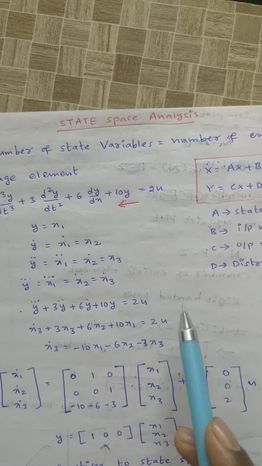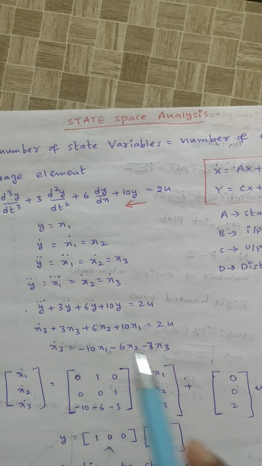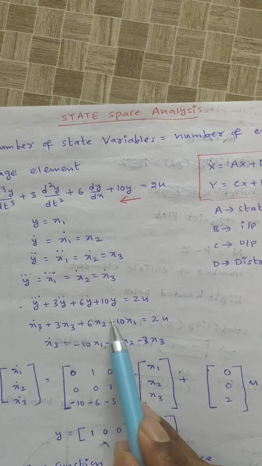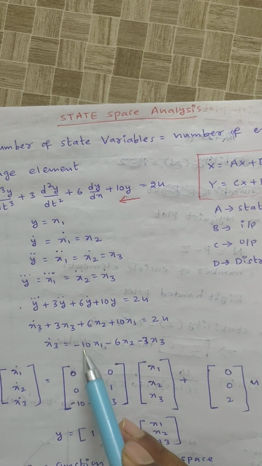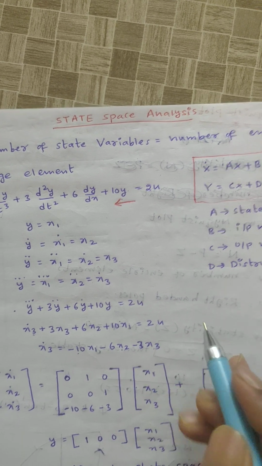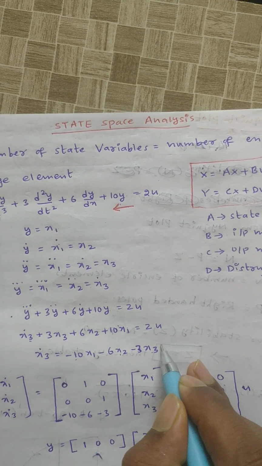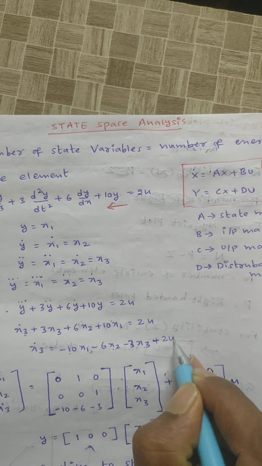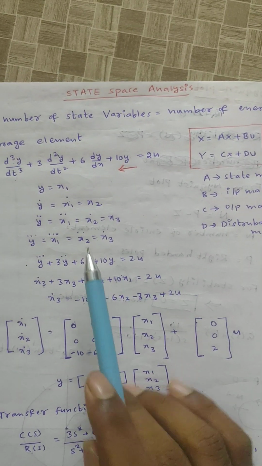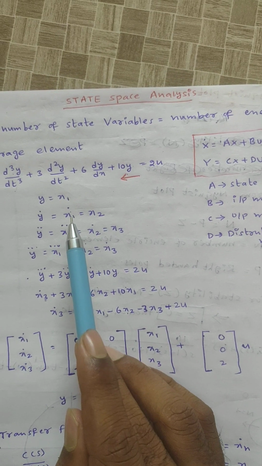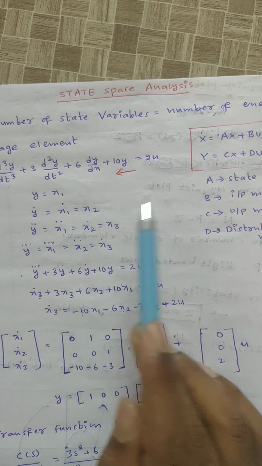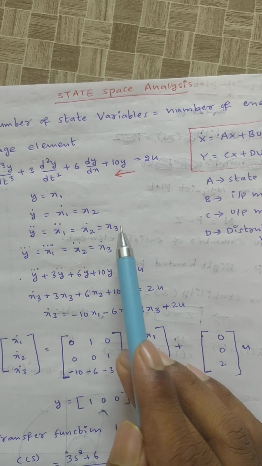Now from this equation, I can take the other terms to the RHS side: x3 dot equals minus 10 x1 minus 6 x2 minus 3 x3 plus 2u. That is x3 dot. Now if I represent it in matrix form, remember this point, this is common for all differentiation: x1 dot is always x2, and x2 dot is x3.